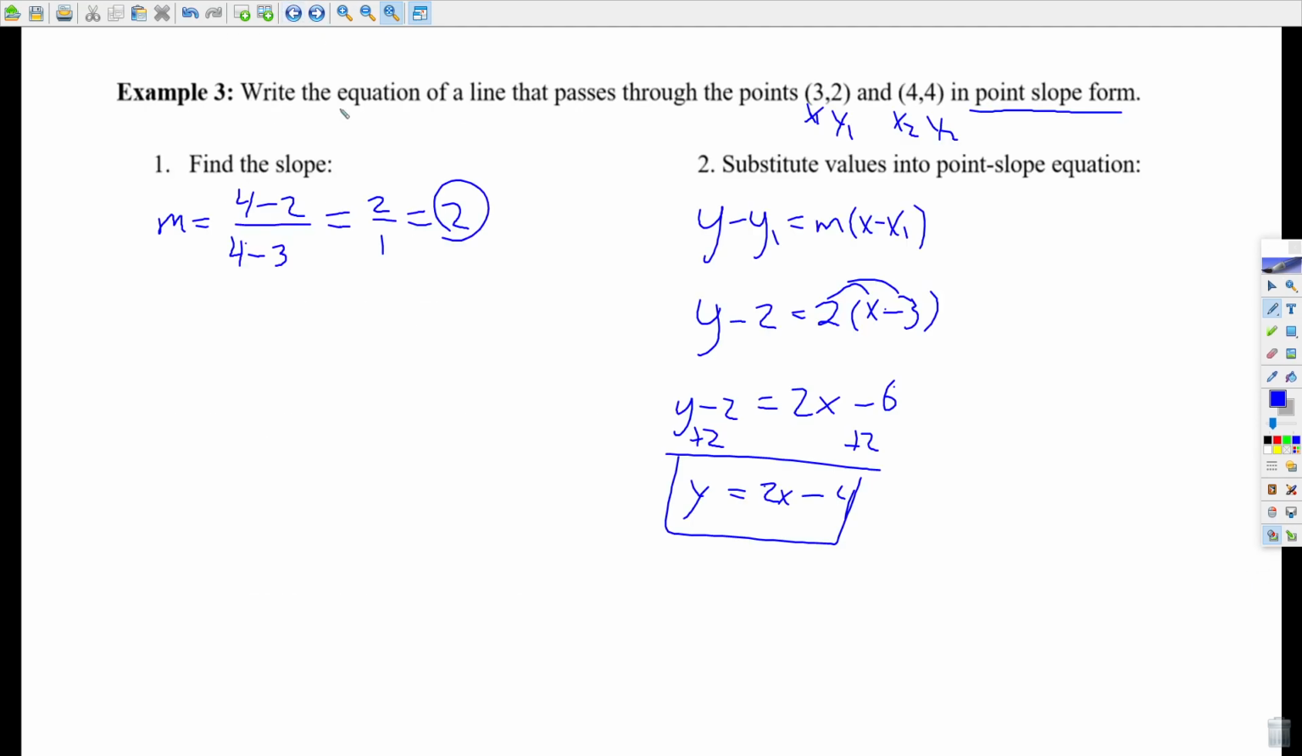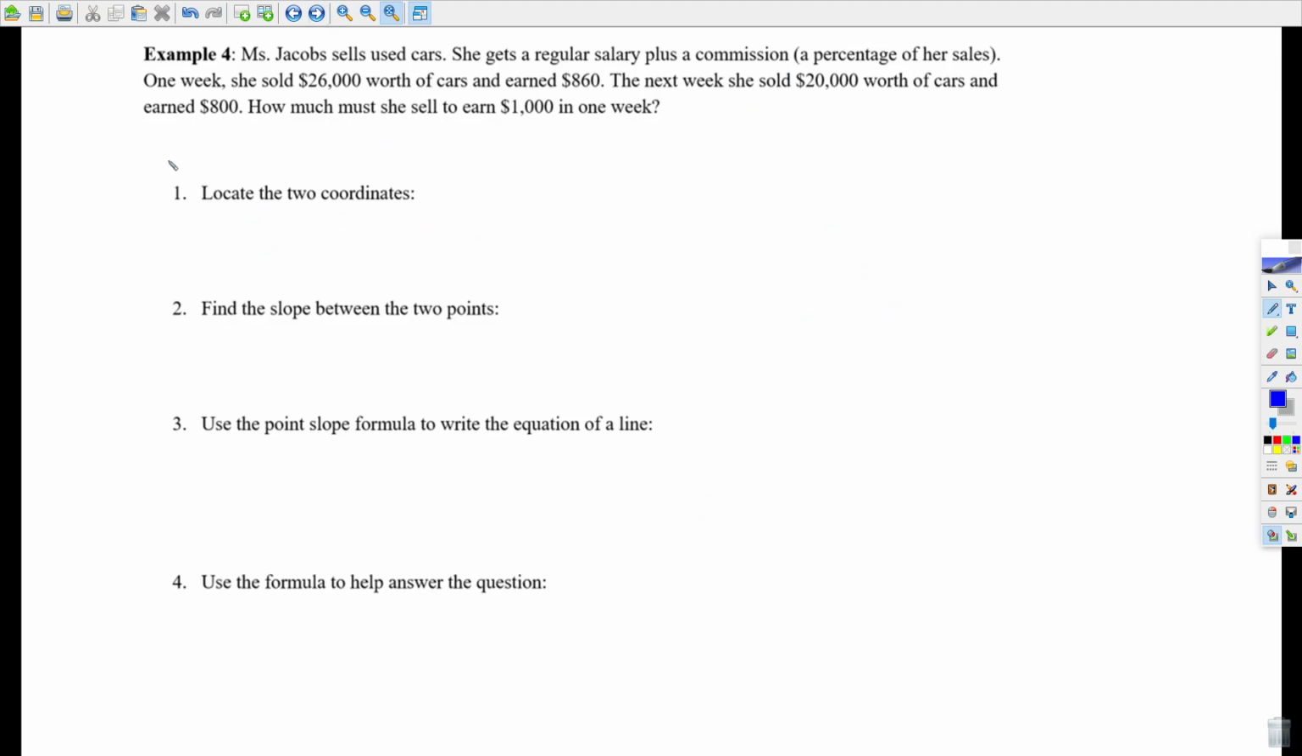So what we really need to extract from a word problem is we need this here. We need to have 2 dedicated points that we'll create, and then we'll go through the same process, getting a slope, making the equation. But it is kind of a loaded question. So example 4. Miss Jacobs sells used cars. She gets a regular salary plus a commission, which is a percentage of her sales.